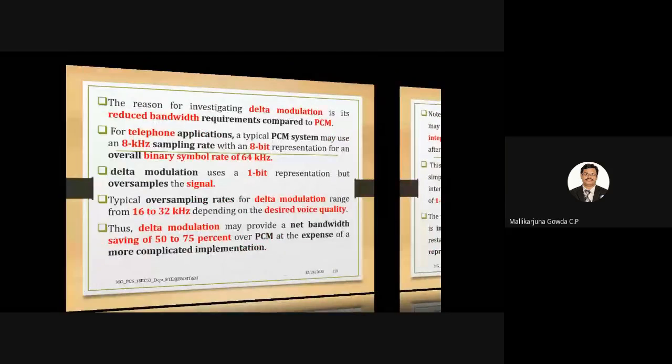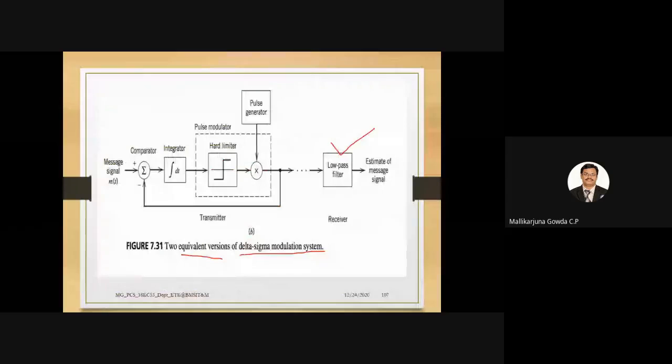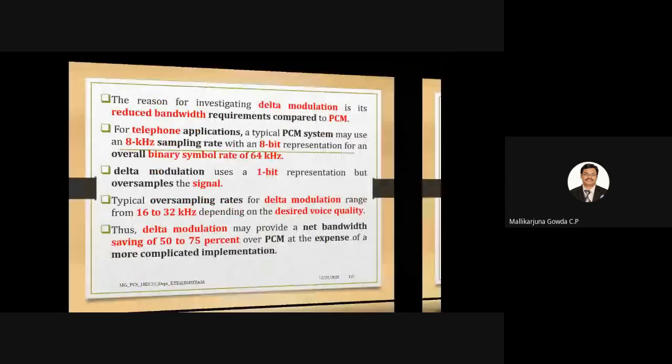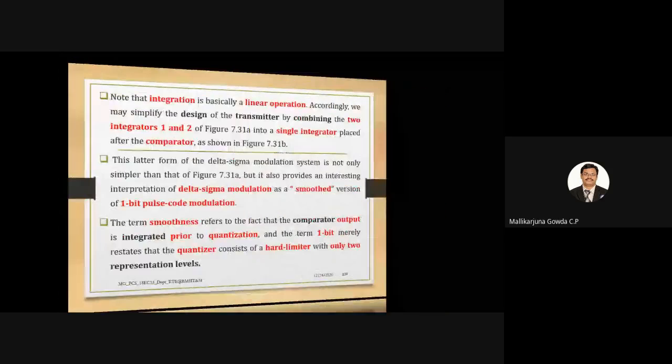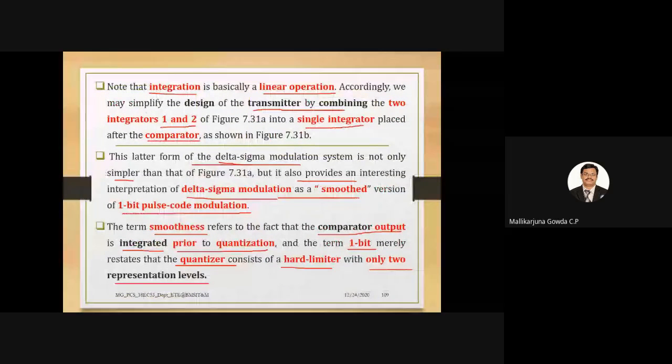Is that fine? Are you able to understand? This hard limiter means a 1-bit quantizer. 2 representation levels, one is 0 and another 1. We integrate the output of the comparator and then we give that as input to the quantizer. So hence it is known as 1-bit PCM, this delta sigma modulation.